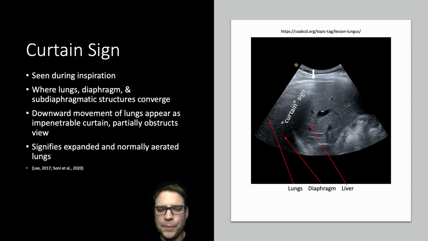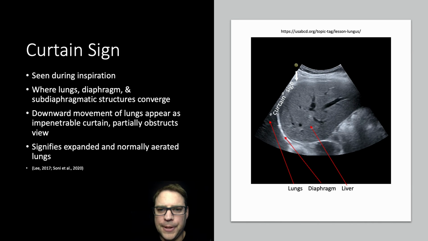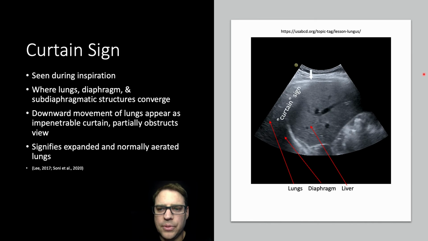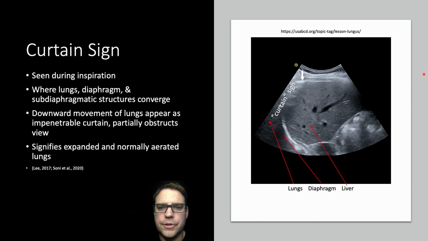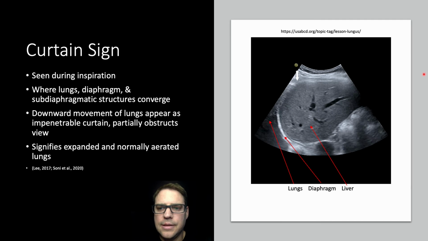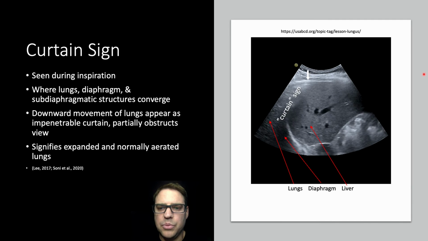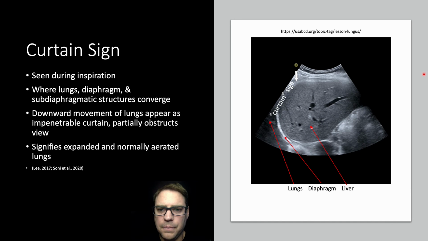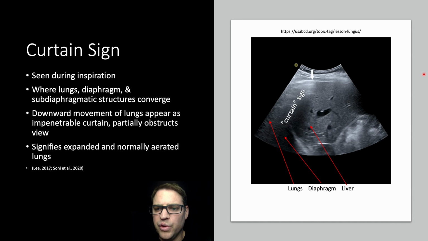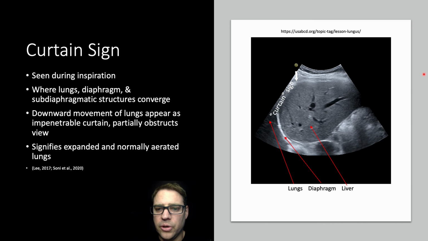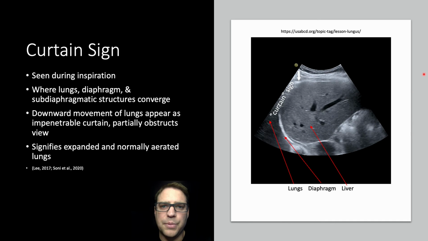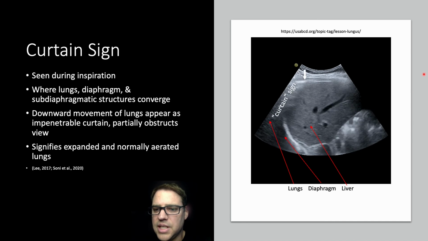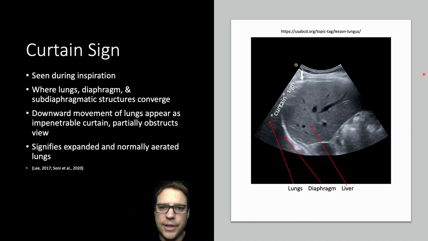The last sign of a dry, normally aerated set of lungs is called the curtain sign. The curtain sign is seen during inspiration at the base of the thorax, where the lungs, diaphragm, and subdiaphragmatic structures such as the liver and spleen converge. When the patient breathes in, the diaphragm moves down towards the abdomen, pulling the inferior aspect of the lungs with it. On ultrasound, the downward movement of the lungs appears as an impenetrable curtain that partially obstructs the view of the structures below the diaphragm that were seen mere seconds before. It signifies that the lungs have expanded and are normally aerated.